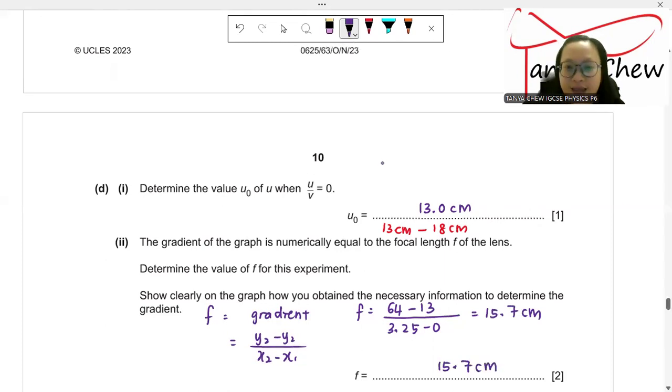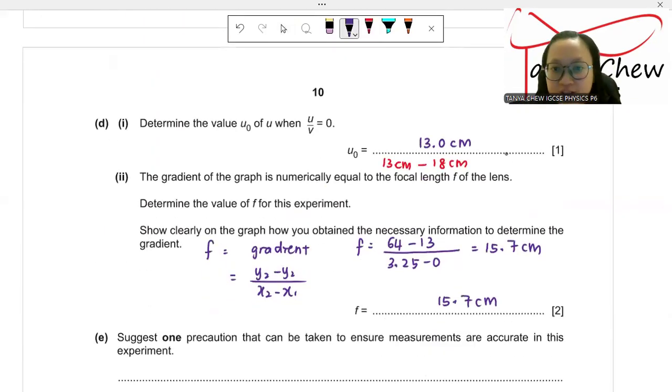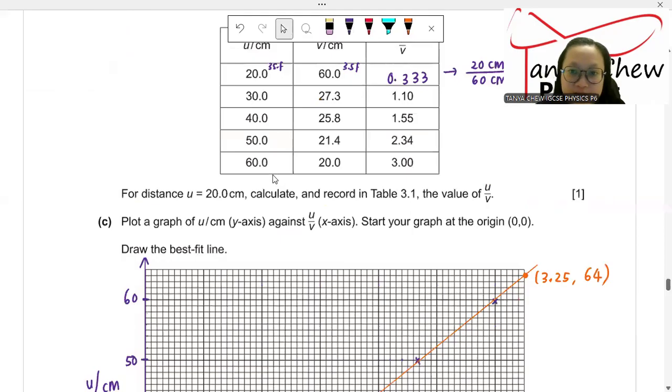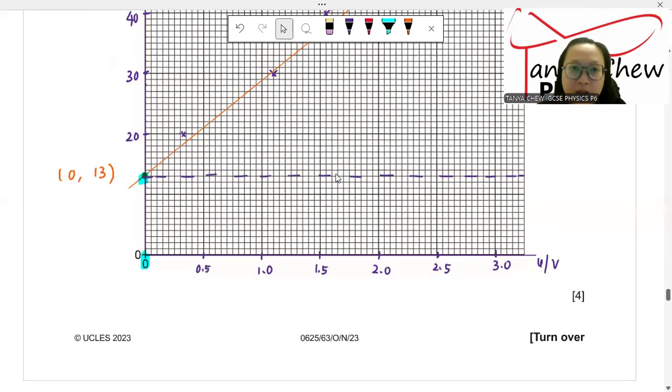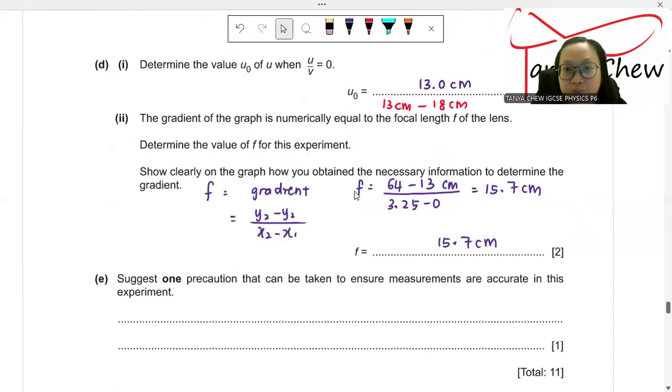So how do I get cm? Because the y-axis is in cm and the x-axis has no unit. So this is in cm, this one has no unit. I put it in 3 significant figures, or you can put it in 2 significant figures because 64 and 13 are 2 significant figures. But 64 here is actually calculated from u of 60.0, which is 3 significant figures.